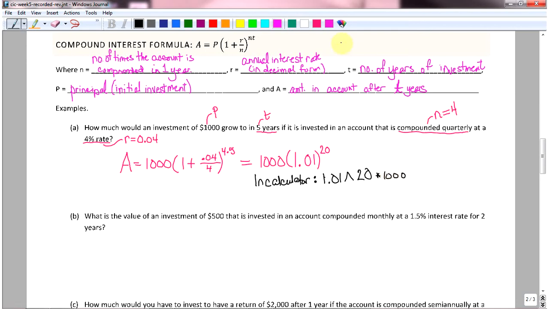Okay, and it looks like we should get, and we're going to round to the nearest penny, $1,220.19. Okay, so that's how much they would end up with in 5 years. Okay, let's go on to the next example.